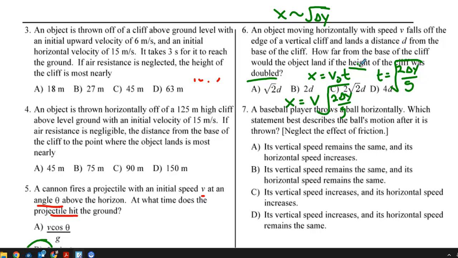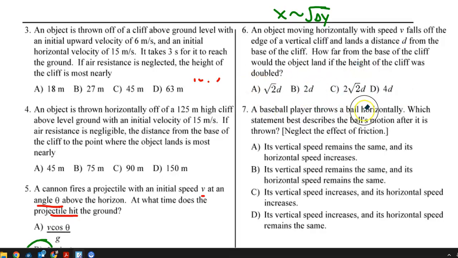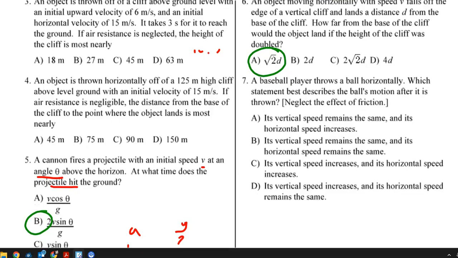So long story short, if we double the y, what do we do to the x? We made y twice the value, so x goes by the square root. So it's going to be square root of 2 times the distance. So doubling height doesn't double the distance, as you might think off the top of your head. It's actually square root of 2 because the time goes by the square root of the height change.